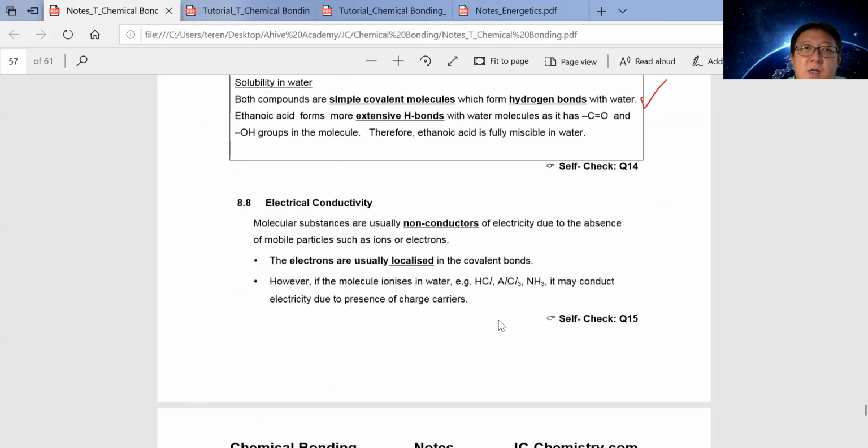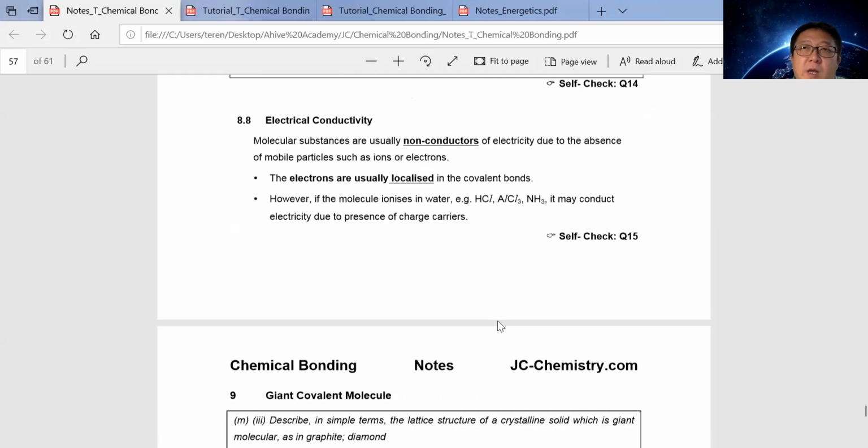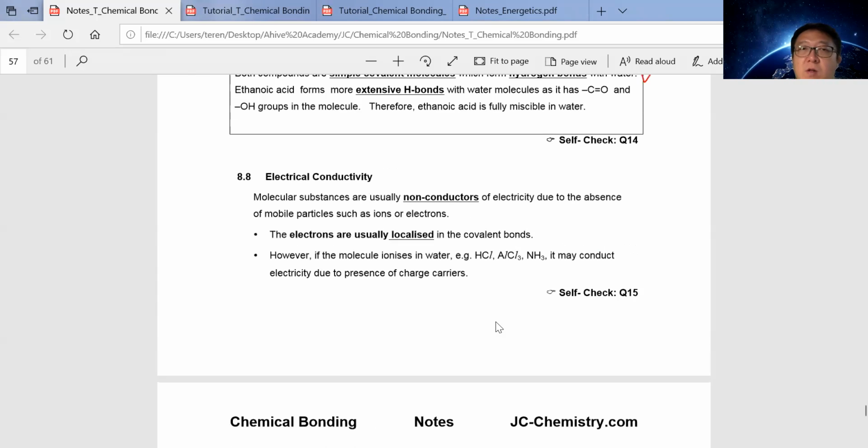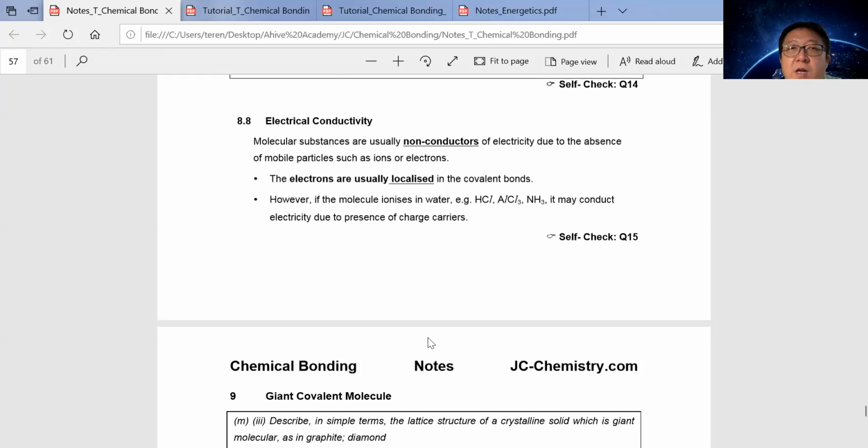Okay, here is the electrical conductivity. I think we stop here. Let me finish all the notes first, then we go into the tutorial. Okay, so I think that is cleaner. So I just give you all the overview, 8.8, the electrical conductivity.